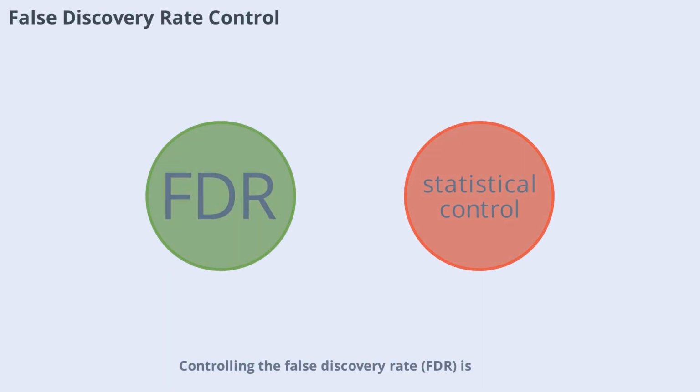Controlling the false discovery rate, FDR, is essential for ensuring the reliability of proteomics results. FDR measures the proportion of incorrect identifications among all positive results. Researchers use statistical methods such as target-decoy approaches to estimate and control FDR. Setting appropriate thresholds helps balance sensitivity and specificity, reducing the risk of reporting false positives. Effective FDR control is a hallmark of high-quality proteomics data analysis.